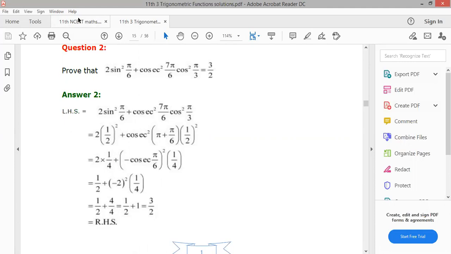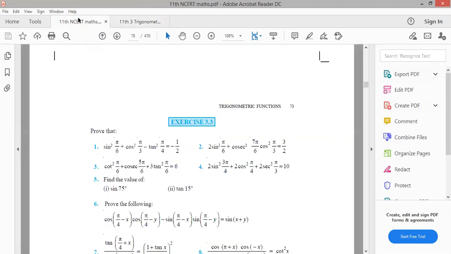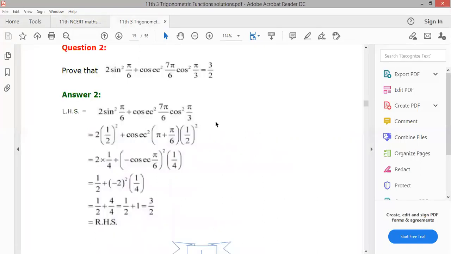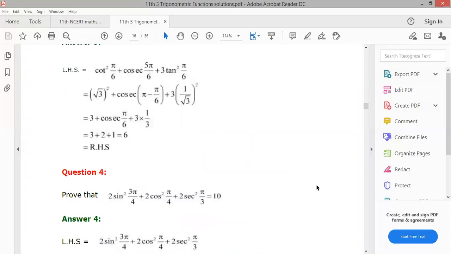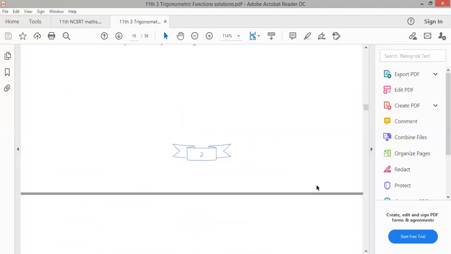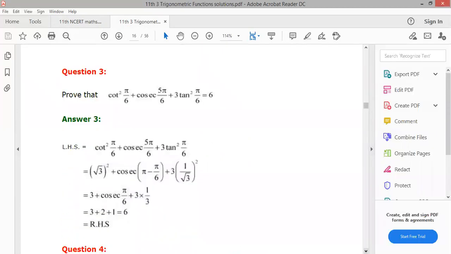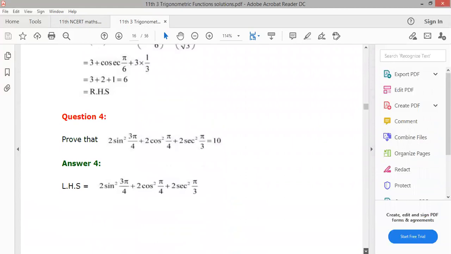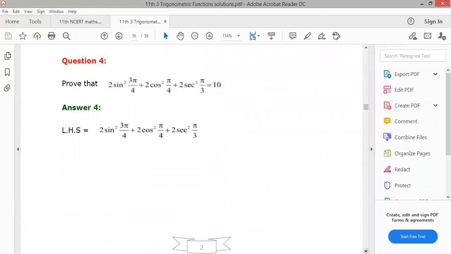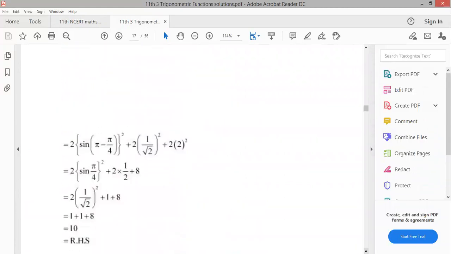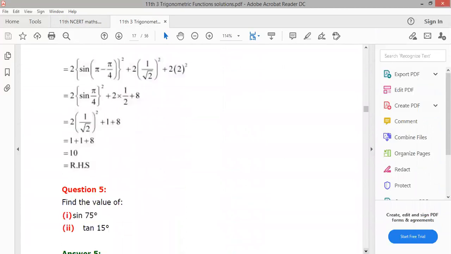So in this way you can solve third and fourth question. Now you see question number 5. We have to find the value of sine of 75 degree. Sine of 75 degree, how can we find that? Question number 3 I have also solved here, and question number 4, they are also solved, and you can see these questions from these solutions, but you try yourself.